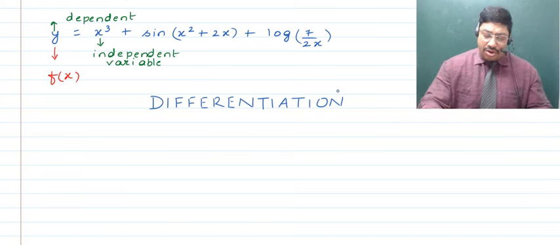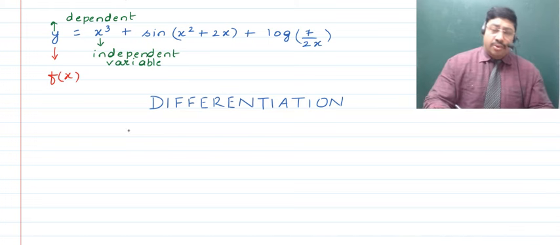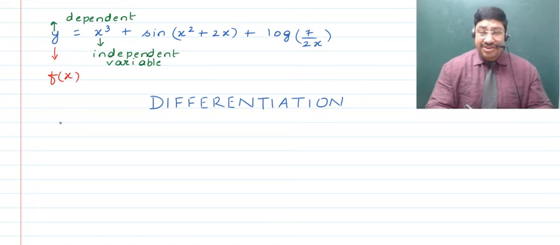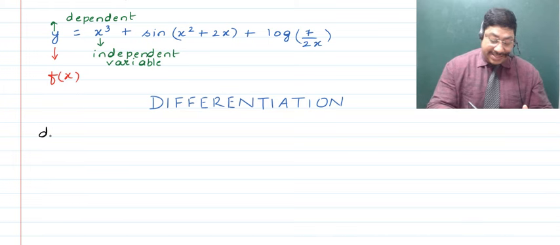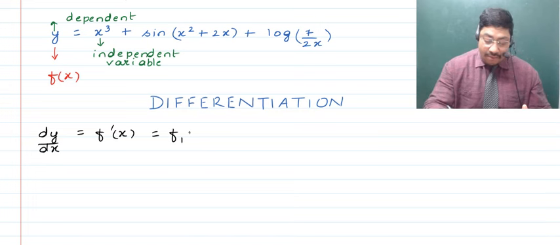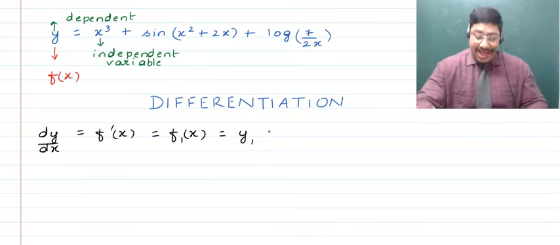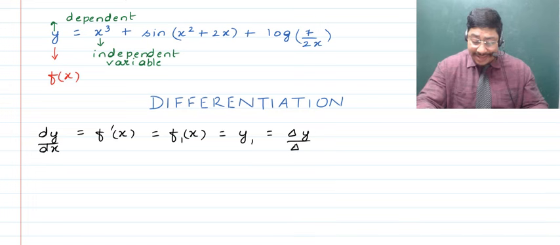Okay, so when we talk about differentiation, like I told you, differentiation is the change in the value of the dependent variable with respect to the change in the value of the independent variable, and it is represented by many notations. So let's talk about those. The basic one is dy upon dx, right? It is also written as f dash x, as f1x, as y1, and also as delta y divided by delta x.